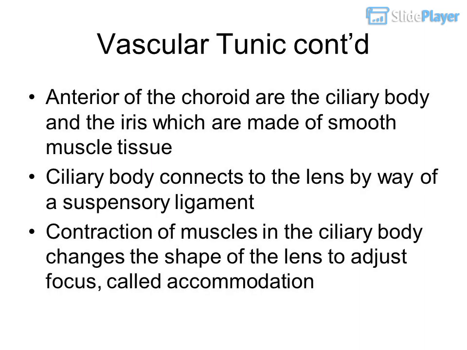Vascular Tunic continued. Anterior to the choroid are the ciliary body and the iris, which are made of smooth muscle tissue. The ciliary body connects to the lens by way of a suspensory ligament. Contraction of muscles in the ciliary body changes the shape of the lens to adjust focus, called accommodation.